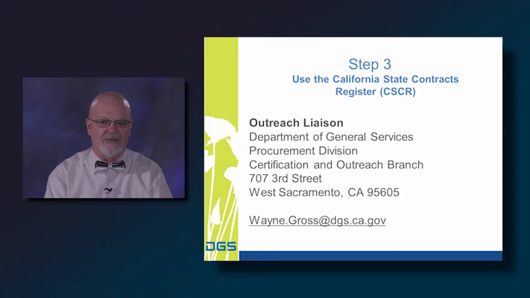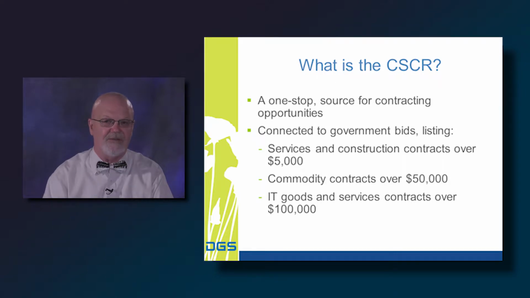In this webinar, which is entitled California State Contracts Register, the CSCR, Step 3 of our 5-step process. What is the CSCR? It's a one-stop source for contracting opportunities. Service and construction contracts over $5,000, commodity contracts over $50,000, and IT goods and service contracts over $100,000 are required to be put on the CSCR unless they fall under the parameters of the small business DVBE option or first policies.